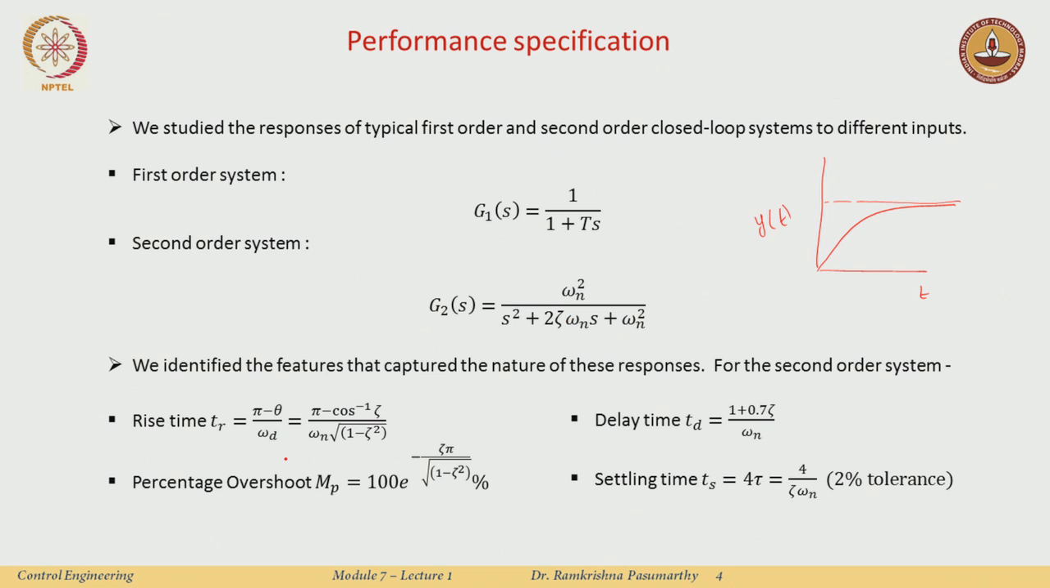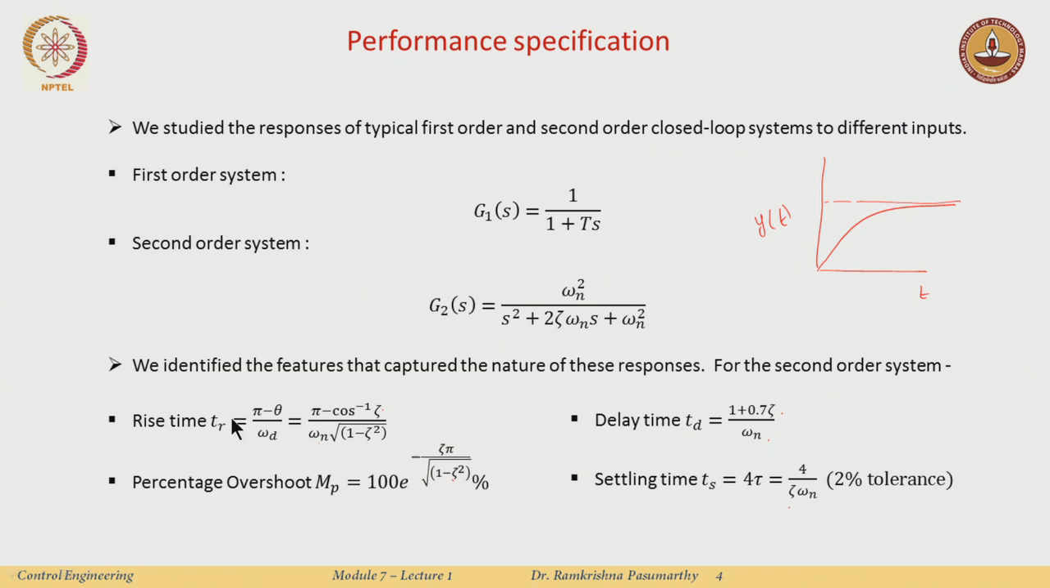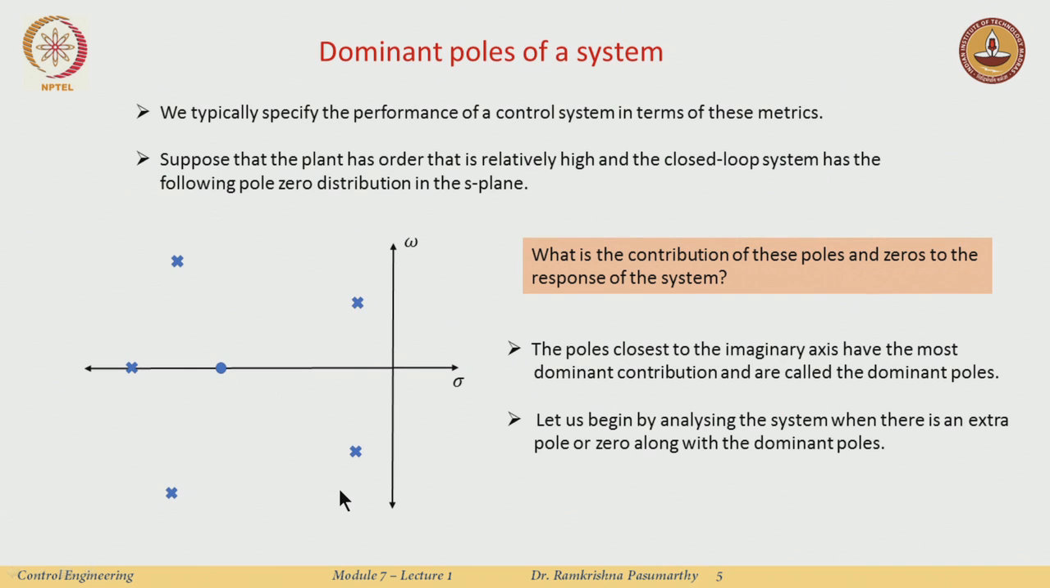For a second order system we defined some basic properties like the rise time, again it was depending on zeta and omega n. The delay time was also depending on zeta and omega n. Similarly, the peak overshoot was only depending on zeta, and the settling time again both on zeta and omega n. Typically any performance metrics are defined in terms of these 4 or 5 things which we defined here: rise time, delay time, settling time, overshoot, and sometimes also the steady state error.